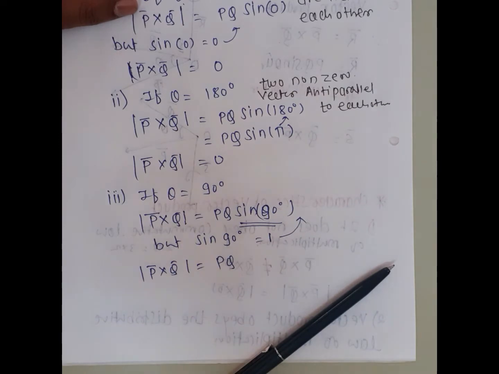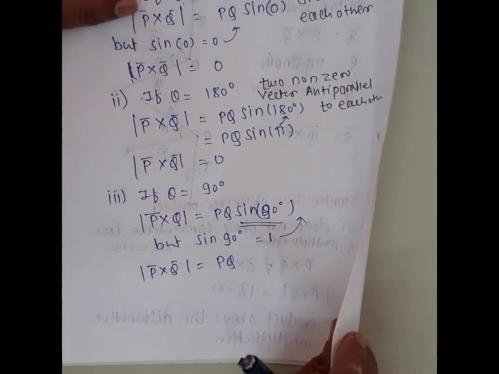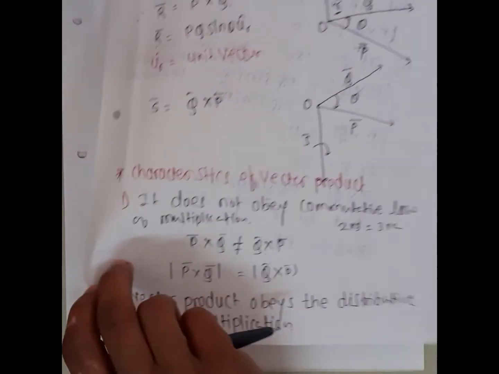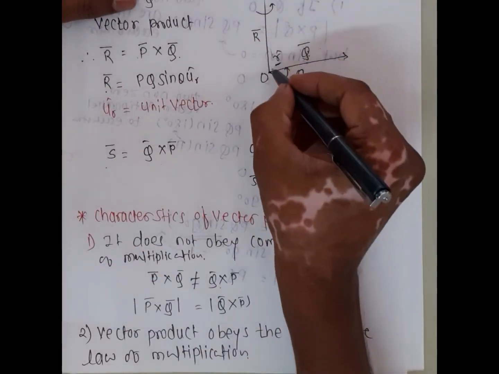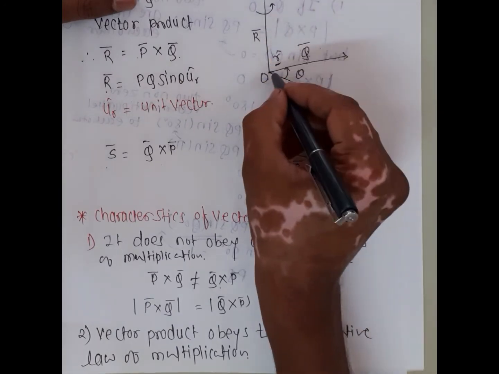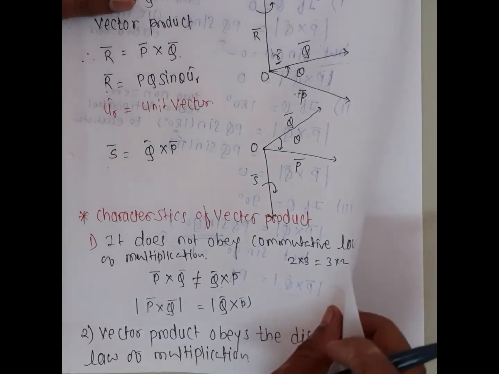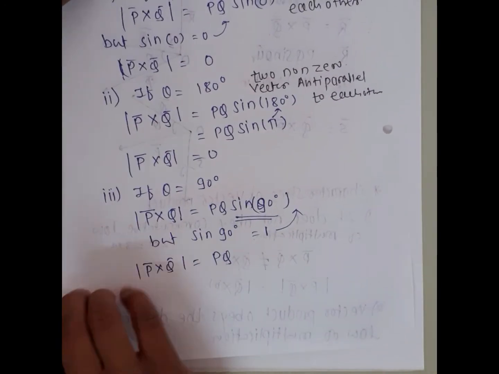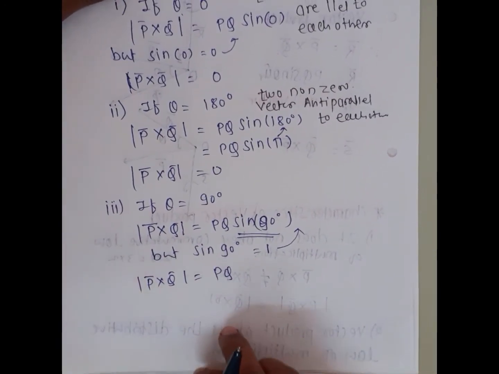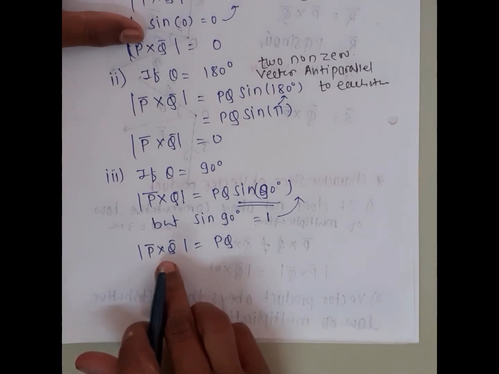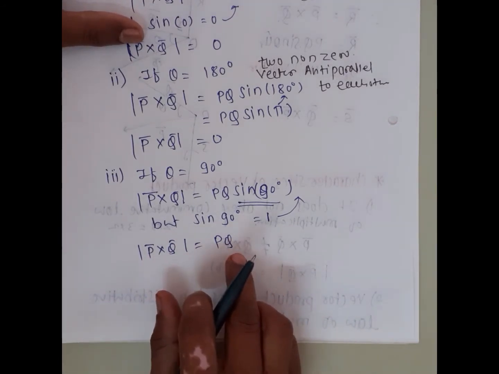If two vectors are perpendicular to each other, then the angle is 90 degrees, as in the previous diagram. So they are the same. Two vectors are perpendicular, so these vectors are like this. Then the angle between the two vectors is 90 degrees. So that's why here we write p bar cross q bar is equal to pq.